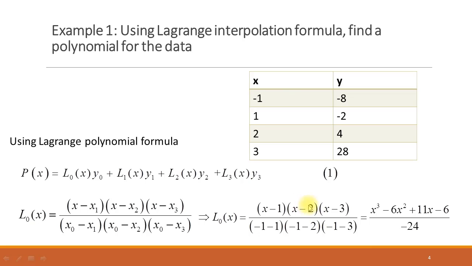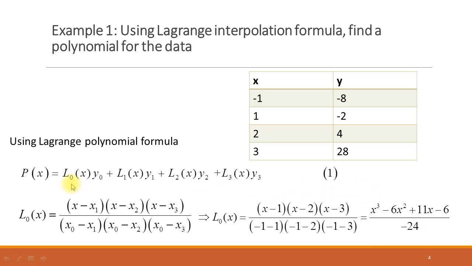And after multiplying these three factors and simplifying, we can obtain L0 is equal to x cube minus x square plus 11x minus x divided by minus 24.